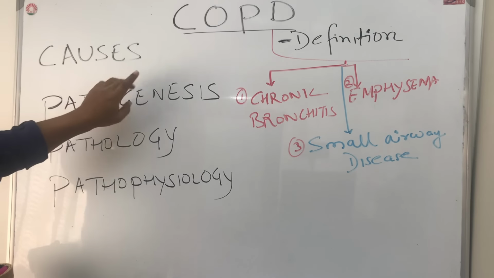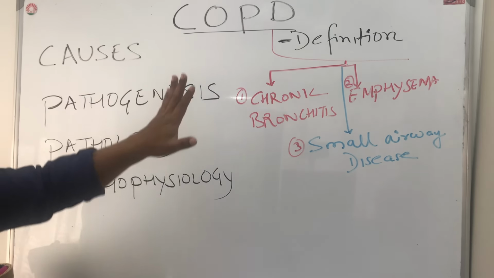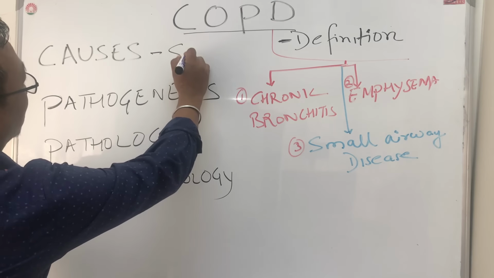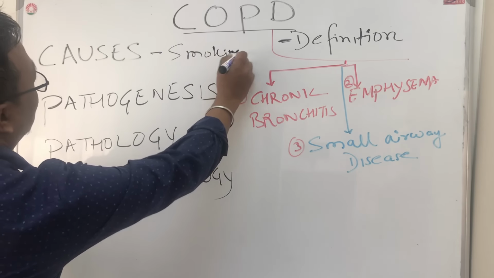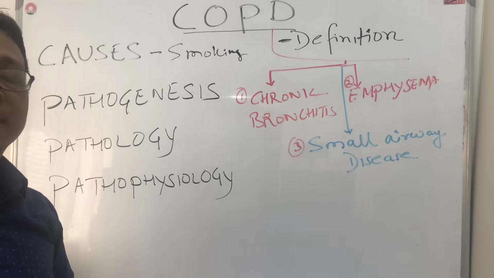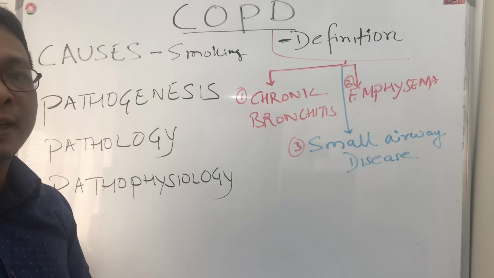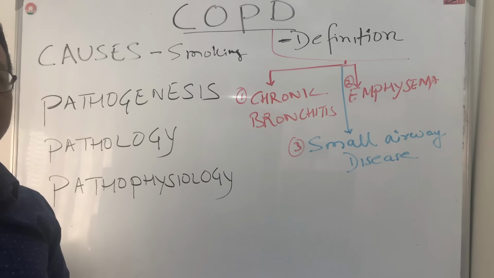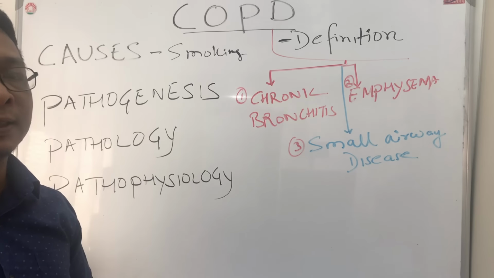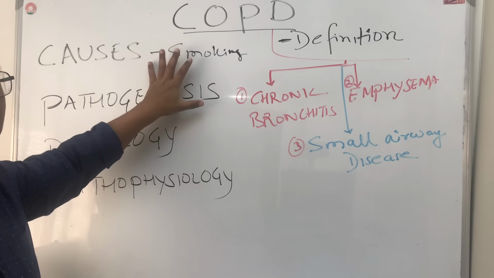So, what are the causes of COPD? The most important cause is smoking. Apart from smoking, there are some environmental factors like occupational hazards, like people working in the coal industry, textiles, or mining. All those dust particles can cause COPD.